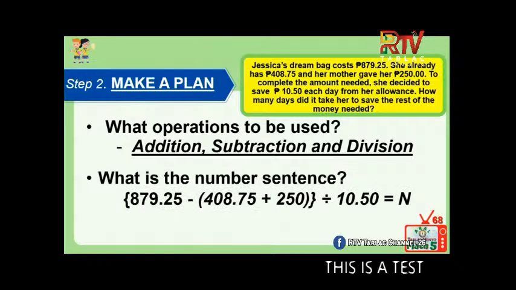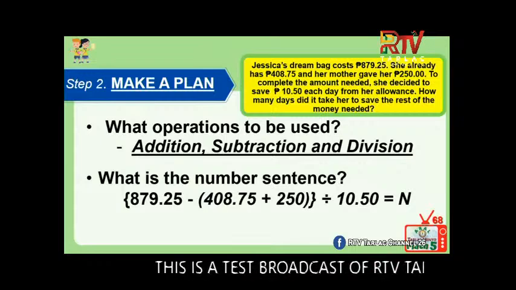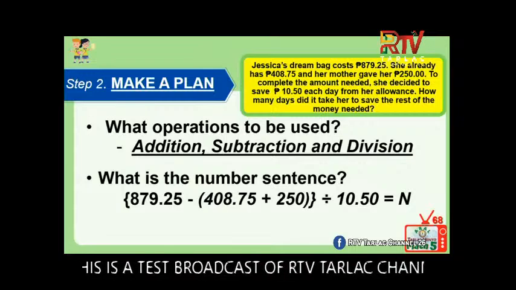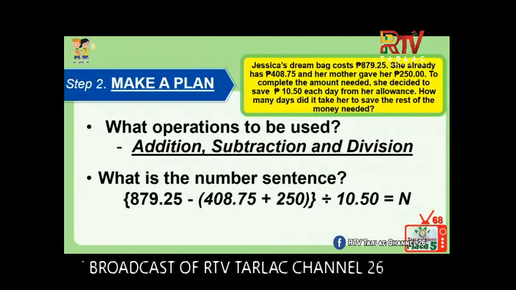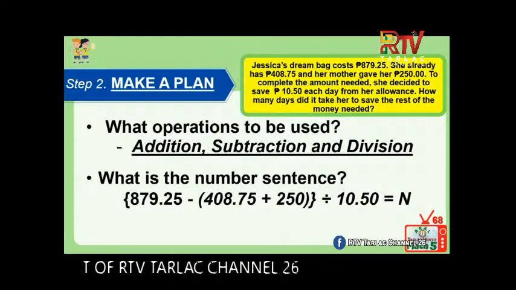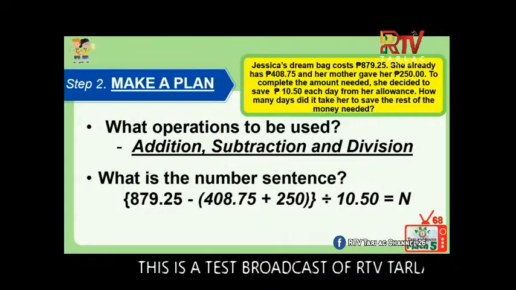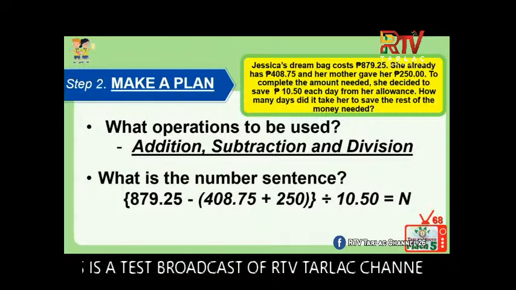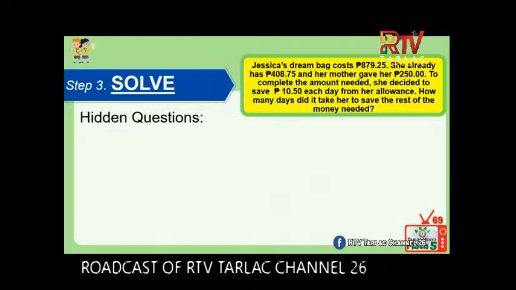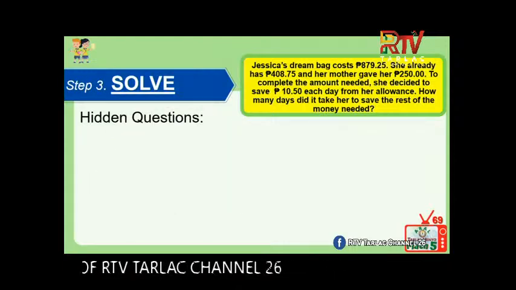Since this is a three-step word problem, we will use grouping symbols. The difference between 879 pesos and 25 centavos and the sum of 408 pesos and 75 centavos and 250 pesos is divided by 10 pesos and 50 centavos equals N. Now, we are ready for step number 3. Solve.